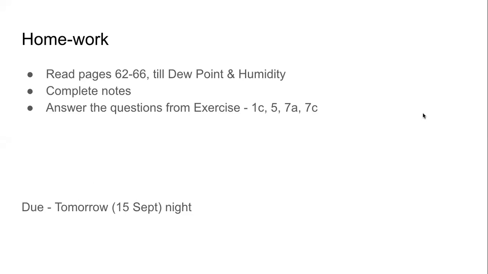So for us to be ready for the next class, this is what we are going to do. We are going to read pages 62 to 66 till dew point and humidity. We will not read what is given in dew point and humidity. We are going to read till that point. So uske upar tak, usse pehle tak. We will complete our notes. So notes would include states of matter, latent heat, specific latent heat, those things. And we will answer these questions from the exercise. We have already seen these questions in the class. 1C was the fill in the blank. Question number 5 is about the graph. 7 and 7C are about latent heat.